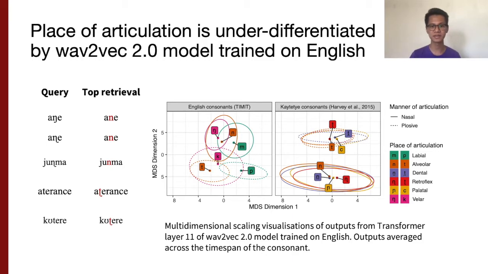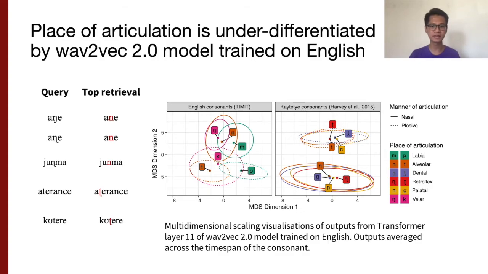In terms of place of articulation, it has an easier time differentiating the English labials compared to nasals and velars. But for Kaytetye, all the places of articulation are basically identical within the manners. It's a bigger problem for Kaytetye than in English, because in Kaytetye there are quite a few lexical contrasts based on place. On the other hand, Kaytetye has very few minimal pairs based on vowels, for example.